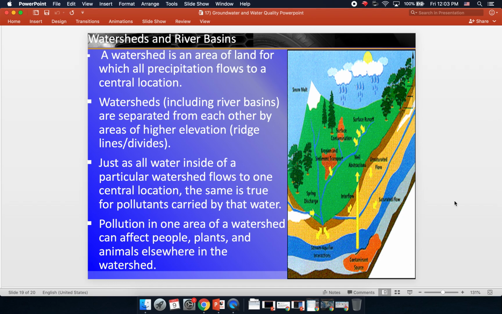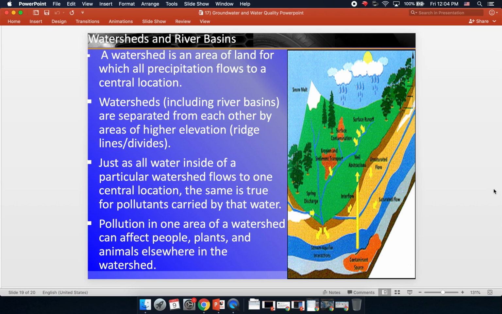Some areas of land are very, very bowl-shaped, such as in the mountains, where you have mountains and valleys that are very prominent. So watersheds, including river basins, are separated from each other by areas of higher elevation, like ridge lines and divides. And that's what I mean by having this kind of bowl shape. You can see that in the picture. You have these areas on the sides here. They're up higher in elevation than the area here in the middle.